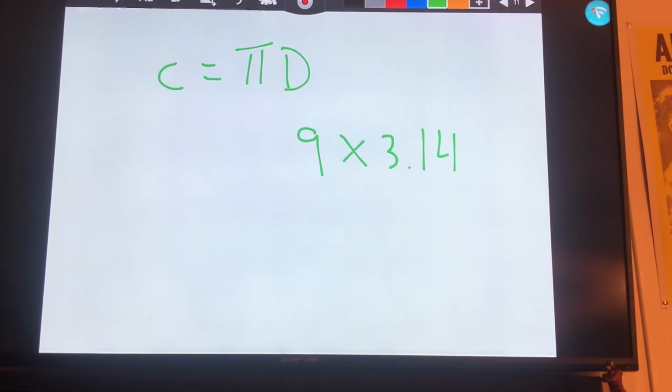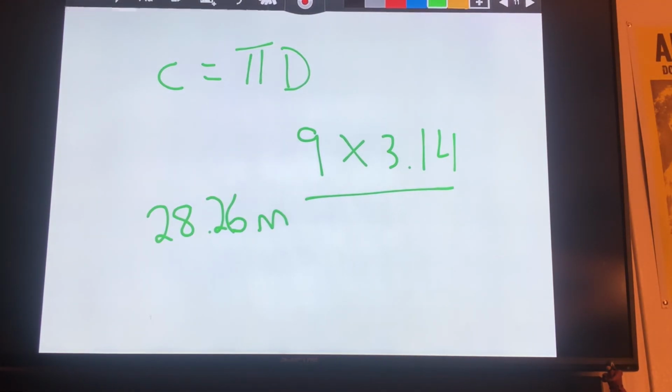Alright, so example 2 is going to use pi. It says find the circumference, use 3.14 for pi. So circumference, and you need to remember your formula, equals pi times diameter. Let's look, the diameter is 9 and it said use what number? 3.14. So we're going to take 9 times 3.14, and when we multiply these two things together, it gives us 28.26 meters. And that is for circumference.